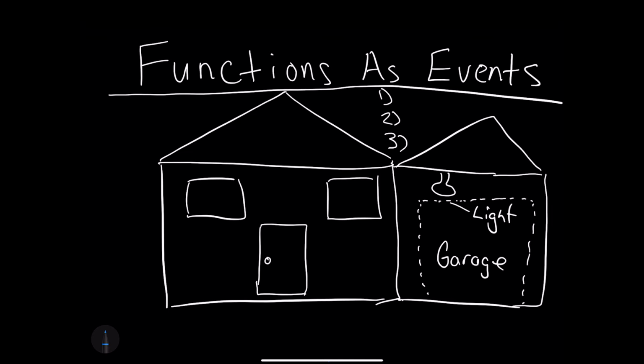Let's talk through how functions can serve as events in a serverless architecture. So we can actually draw in here serverless. And it's a lot like a house. So in this example here, we have a house and there's a garage attached to it. And right here, there's a light. And that light in the garage can turn on many different ways.